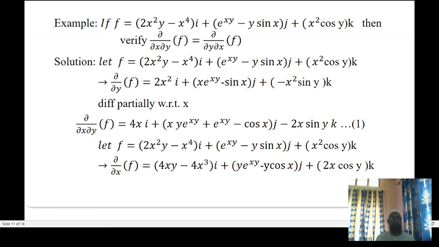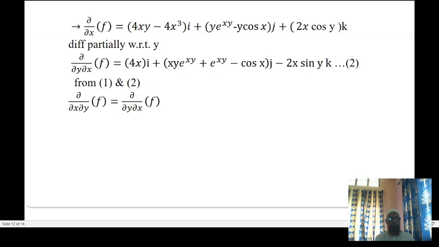Again, let the given vector function f equal to (2x²y minus x⁴) i plus (e^(xy) minus y sin x) j plus x² cos y k. This implies ∂f/∂x, where first we differentiate with respect to x, then y, equals (4xy minus 4x³) i plus (y e^(xy) minus y cos x) j plus 2x cos y k.